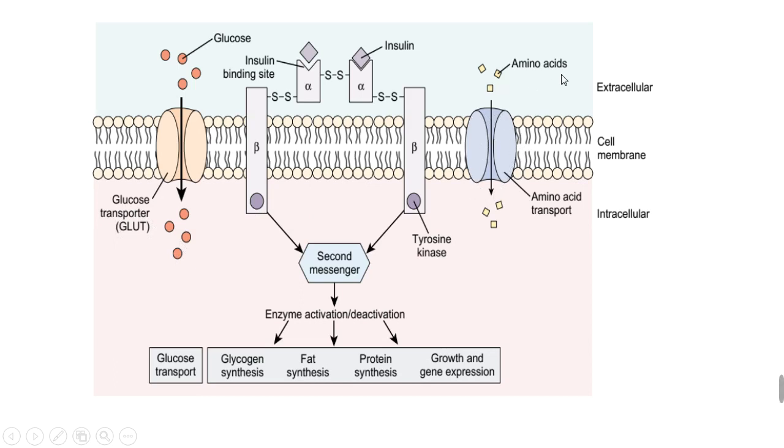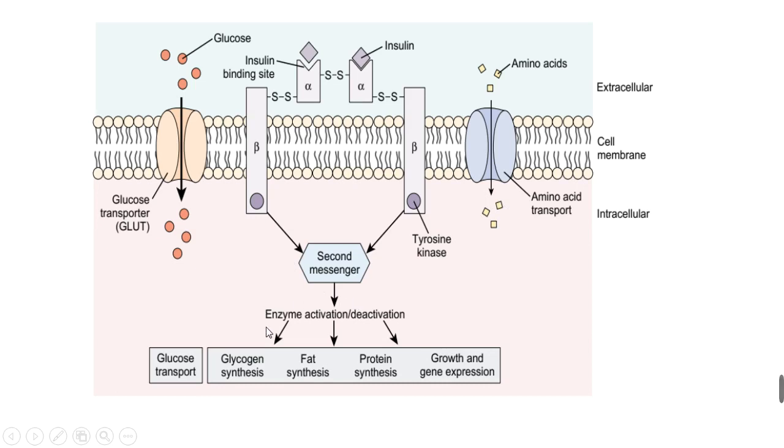There are also channels for passing of amino acids, as we said earlier in the lecture, that insulin allows production of proteins by allowing movement of amino acids into the target cells. So, after activation of insulin receptors, the kinase enzyme will activate a series of phosphorylations, and the result is passing of glucose into the cell and passing of amino acids into the cell.